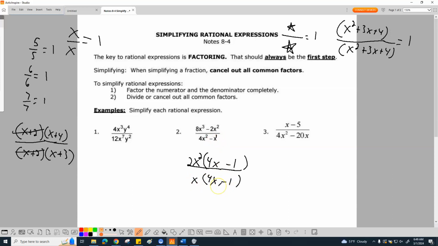Now, here's the cool part. Check it out. This says 2x squared times all this, x times all this. Whenever you have multiplication, you can do some crossouts. It's a little different when you have polynomials and things, and we'll talk about that later. But this is just multiplication straight across. This term, 4x minus 1 and 4x minus 1, they can divide out and cancel out to 1. And now you are left simply with this thing right here.